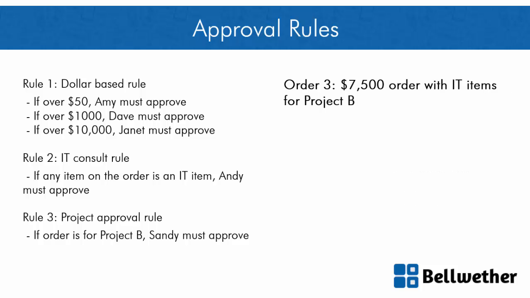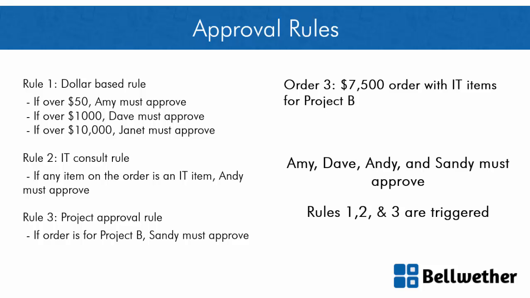Our third order is $7,500 with IT items, and it's for Project B. For this order, we must have 4 different approvers from the 3 different rules. The first rule will require Amy and Dave, the first 2 levels, but not Janet because it's not over $10,000, and it has IT items, so Andy must approve it from rule number 2, and since it's related to Project B, Sandy must also approve the order.